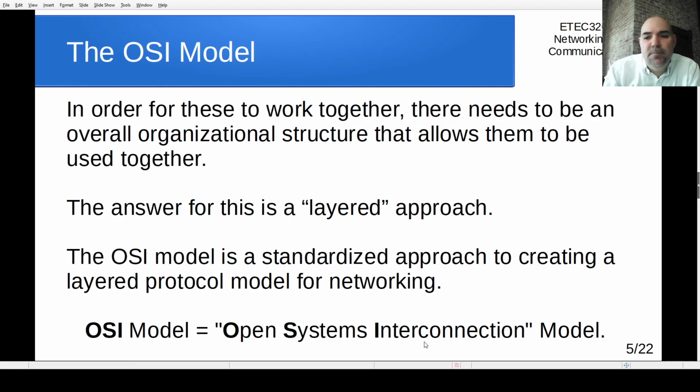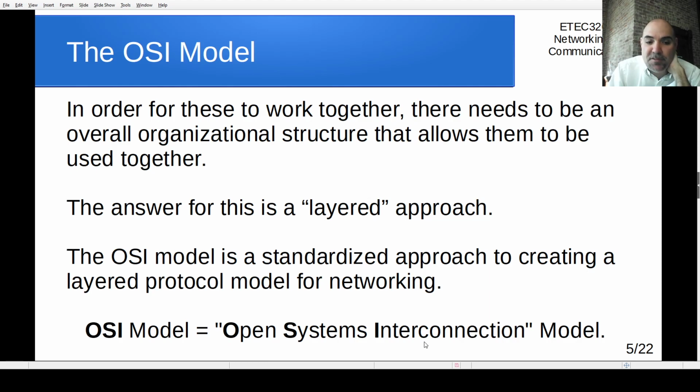And in order for them to work together, we have to have an overall organizational structure that allows this kind of cooperative behavior. And the answer to how we set something up that will allow this cooperative behavior, especially considering that some parts of the lower level might need to be taken off of wireless, put onto a wire, taken off of a wire, put onto fiber in an optical form, and to do that in a way that is manageable, is to use this layered model. And what the OSI model is, it's a standardized approach to creating a layered set of protocols for networking.